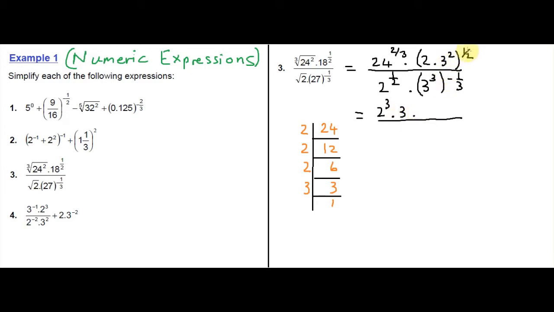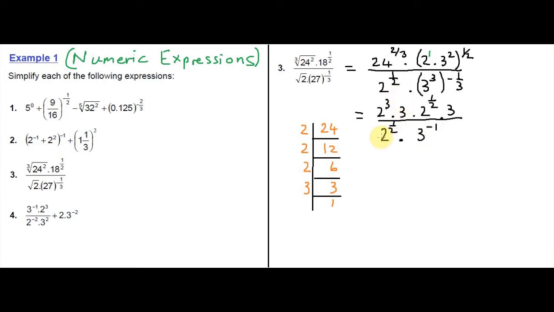Here we can apply the power to inside the brackets. Of course, we have a 1 here that we don't write. So that's going to be 1 times a half. So we have 2 to the power of a half. And then 2 times a half is 1. So we have 3 left. We can multiply out here the powers. 3 times negative a third is 3 to the negative 1.